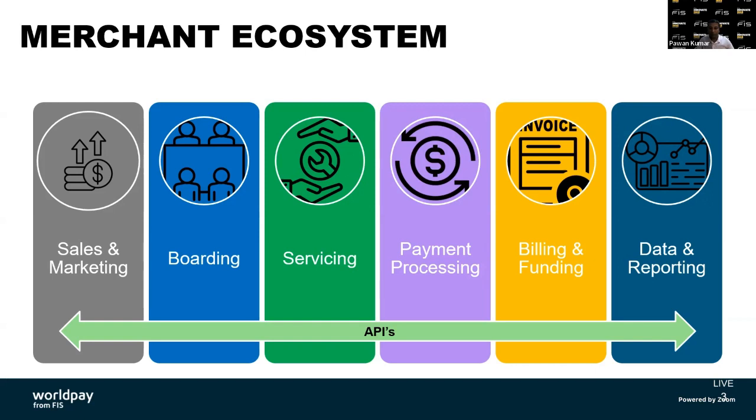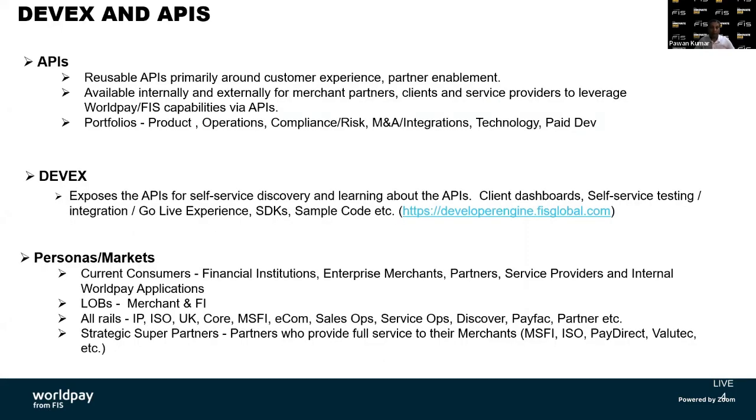Below this, you can see the API layer, which supports all these activities, and we'll be getting more details into the APIs. If you see, most of the APIs are primarily centered around customer experience and partner enablement. And these APIs are primarily available internally and externally for merchant partners, clients, and service providers to leverage Worldpay FIS capabilities.